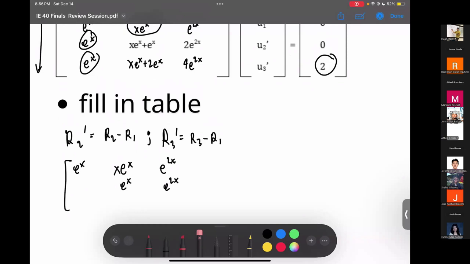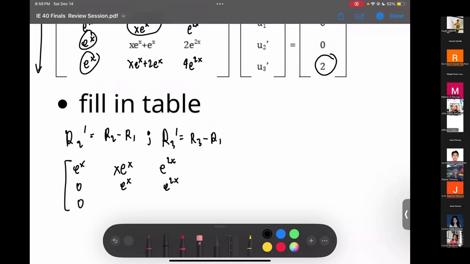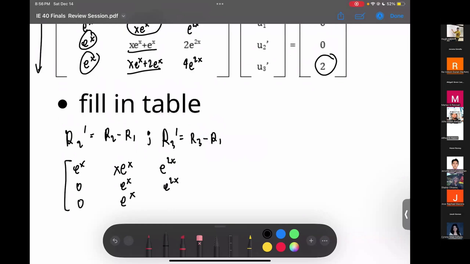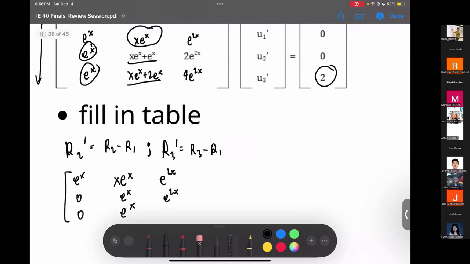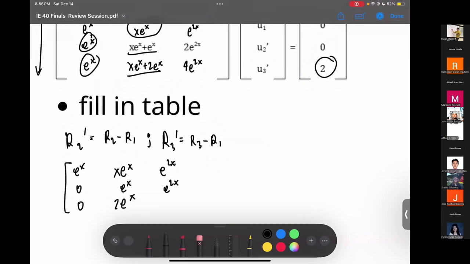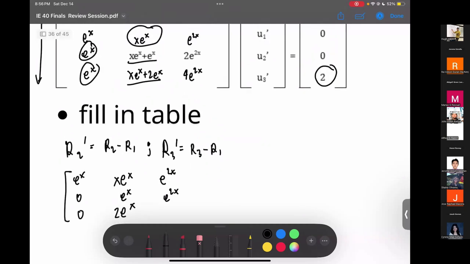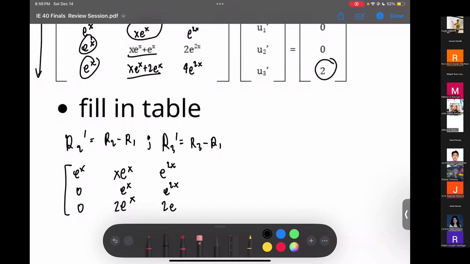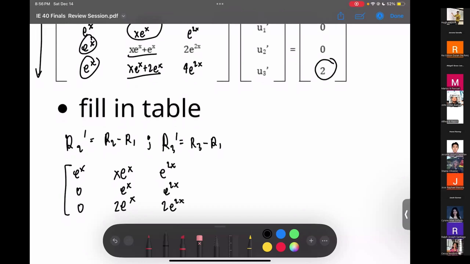Oh, sorry, naduling ako. 0 na dapat yung both na yan. Magma-minus lang siya. So it's this minus this, you are left with e to the x. You are left with 2e to the x. And then you are left with 3e to the x.